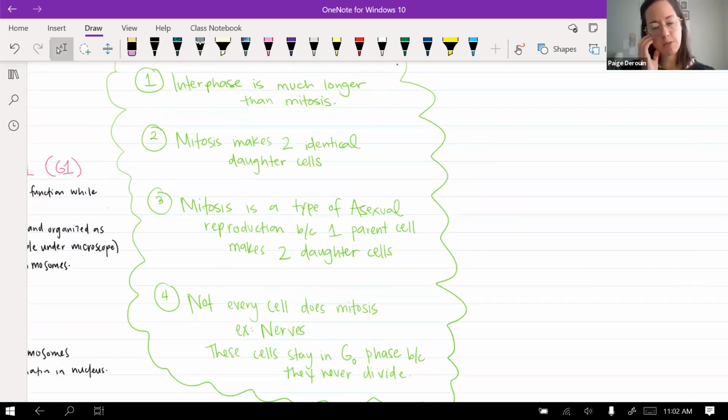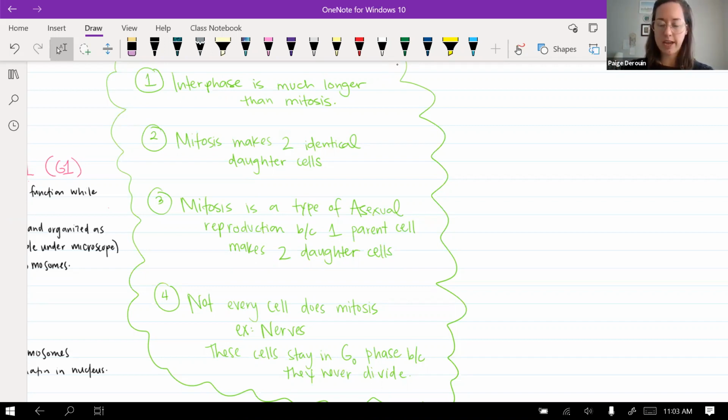So important things to remember about mitosis. First of all, interphase is much longer than mitosis. Mitosis only lasts about 24 hours in your cells, so it happens really fast. Interphase lasts a really long time. Mitosis makes two identical daughter cells. The daughter cells are the cells that result. I don't know why they're called daughters and not sons, but they just are.